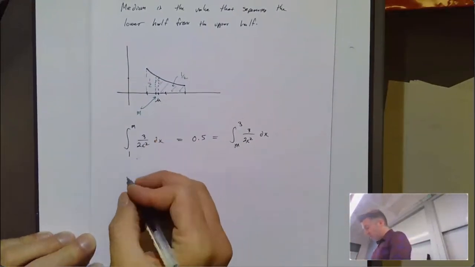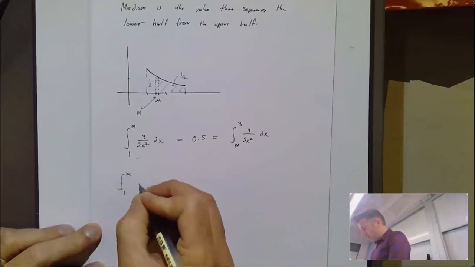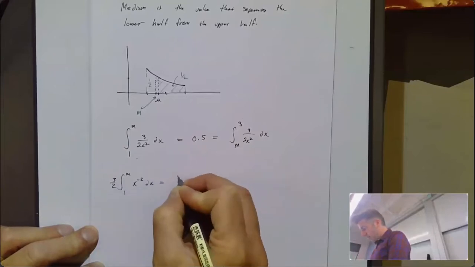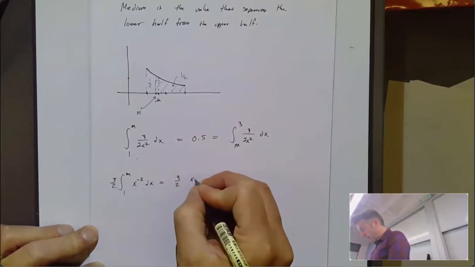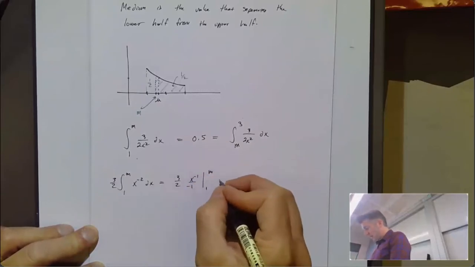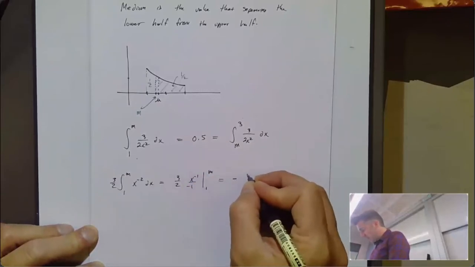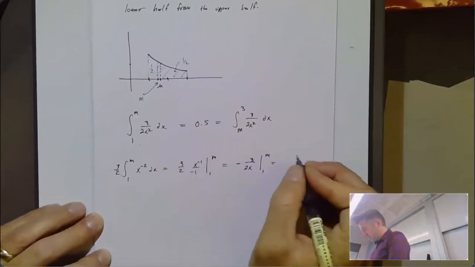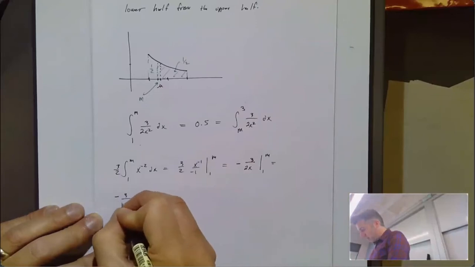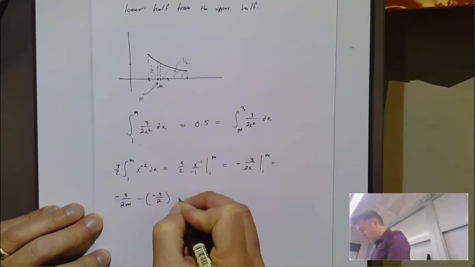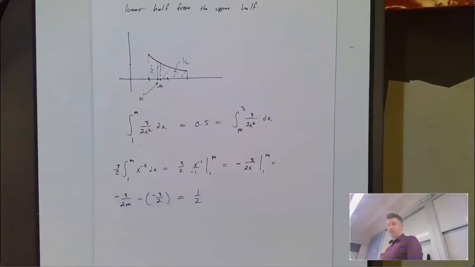Let's do this one. So the integral from 1 to m of 3/2 times x to the -2nd is going to be 3/2 times x to the -1st over -1, from 1 to m. I always want to rewrite this as -3 over 2x from 1 to m. And that's going to be -3 over 2m minus -3 over 2. And that should equal 1/2. And now we're going to solve for m.